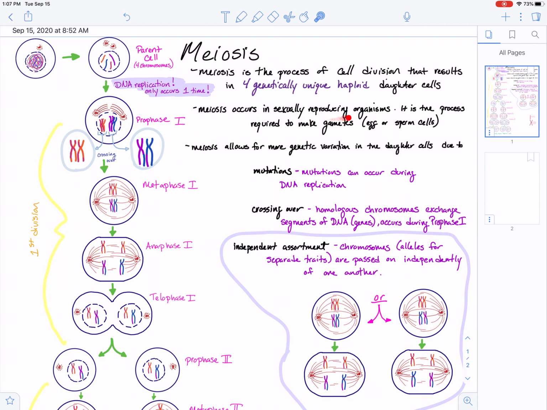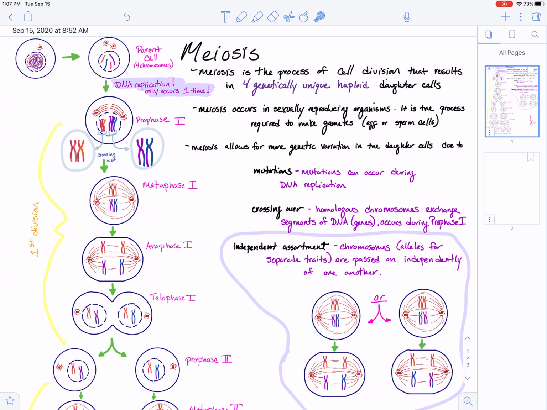Meiosis only occurs in sexually reproducing organisms, and it is the process of making gametes. And for humans, those would be egg or sperm cells. So those contain half the amount of genetic information. 23 chromosomes in the egg, 23 chromosomes in the sperm. They come together and they'll create an organism that has 46 chromosomes.